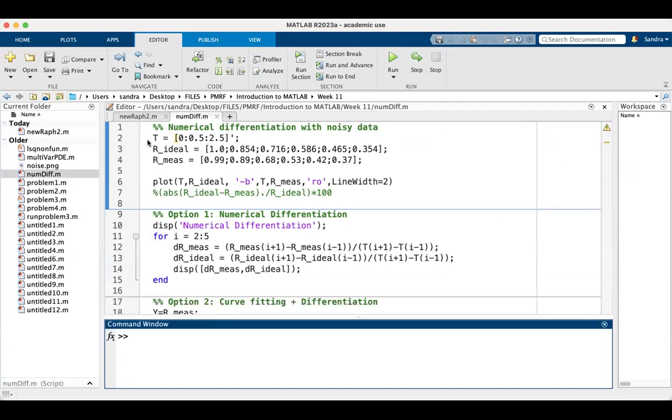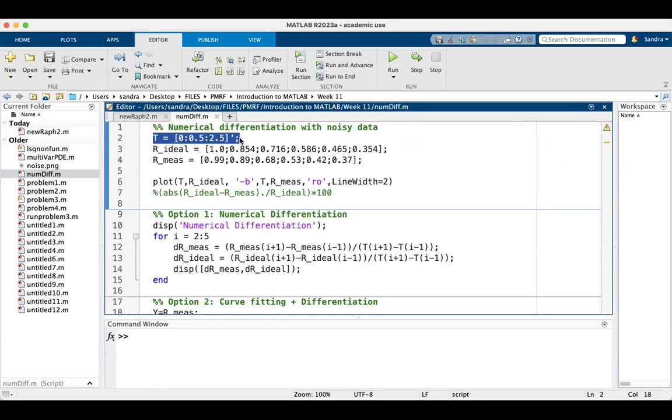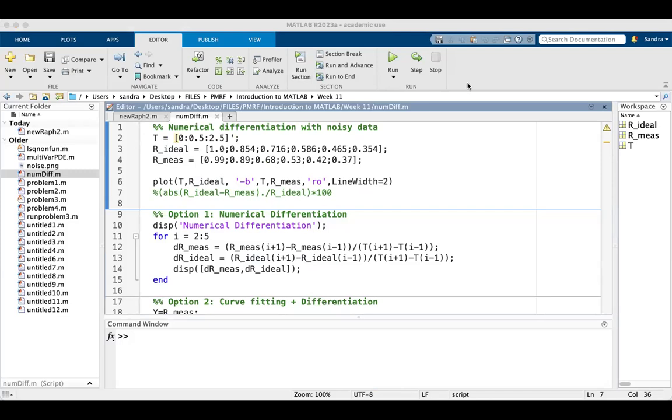Here we have the time variable from 0 to 2.5 as given in the question, and this is the R ideal value and this is the R measured value. The ideal value I'm plotting using a blue line and the measured value using red circles. So what happens is I'll be getting this curve.